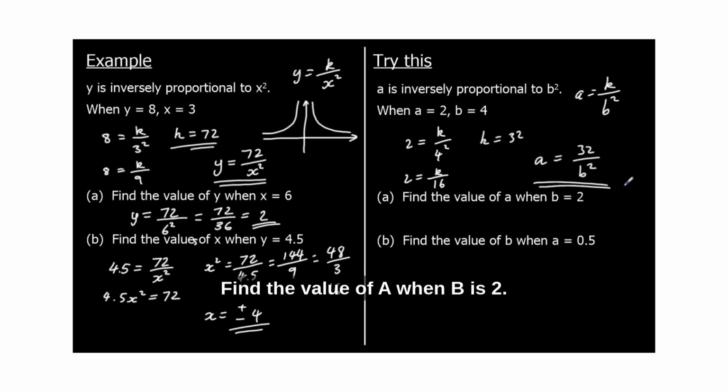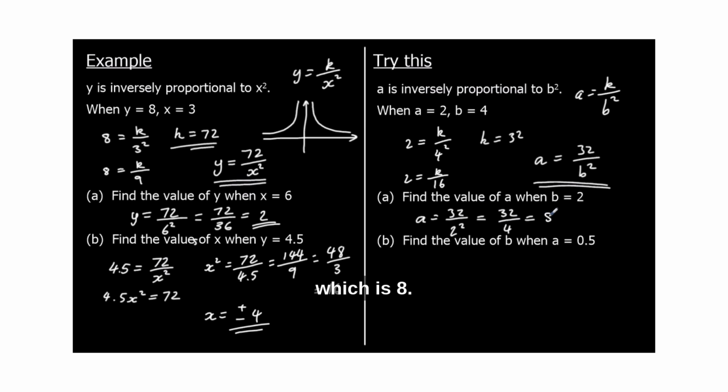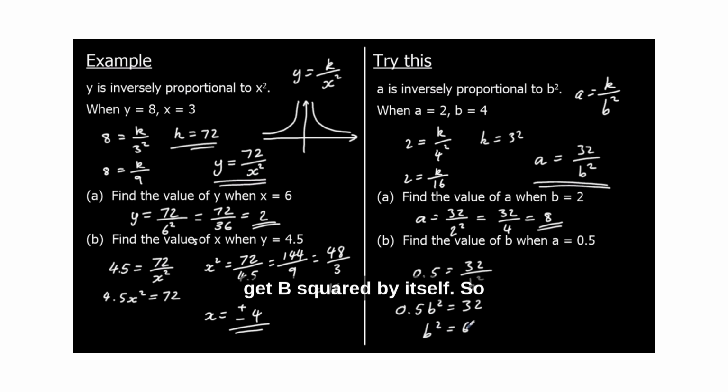Find the value of A when b is 2. So A is 32 over 2 squared. So 32 over 4, which is 8. Find the value of b when A is 0.5. So we've got 0.5 equals 32 over b squared. Times both sides by b squared. So half of b squared equals 32. Double both sides to get b squared by itself. So b squared is 64, and we square root both sides. So b is plus or minus 8.